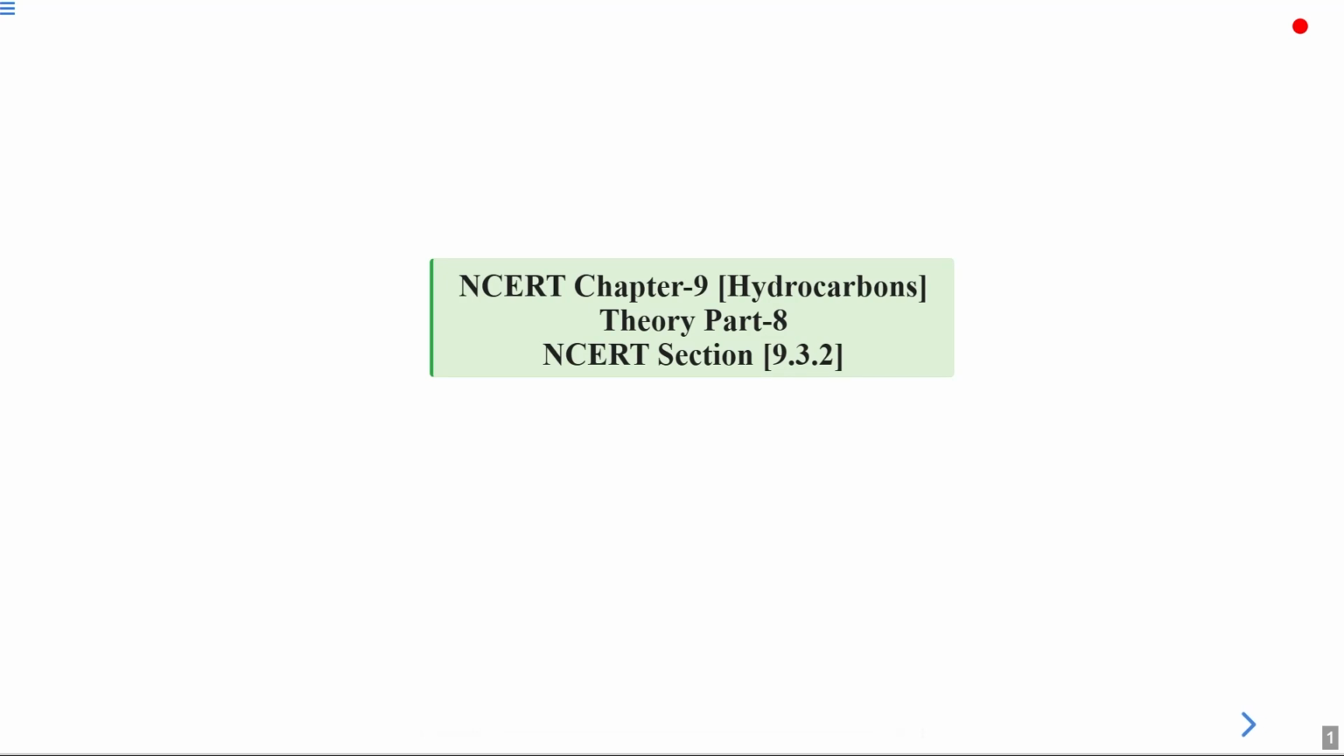Hello students, welcome to the class. So today we will see the theory part 8 of the chapter 9 hydrocarbon, in which we will cover the NCERT section 9.3.2. So let us start our class.